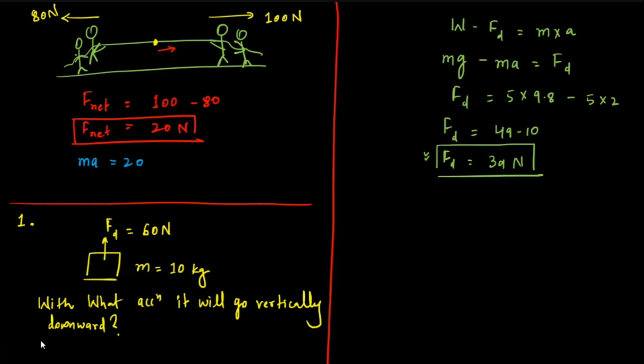Remember the process. Second law says F net is nothing but mass times acceleration. Net force can be calculated simply using this fact: in whichever direction the object is moving, that force is going to be more. So that minus the smaller force will give us the net force, which is mass times acceleration. So this will give you what is required, that is acceleration. Okay.